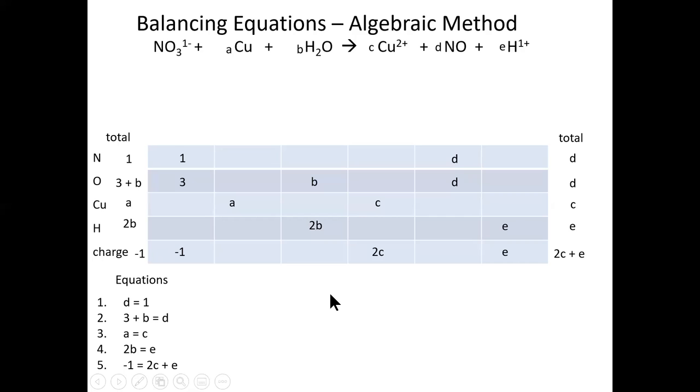Okay, so solving equations: if we put equation 1 and 2 together, since D really equals 1, 3 added to what number gives 1? Well, we know that number is -2. -2 added to 3 gives 1. So B is equal to -2.